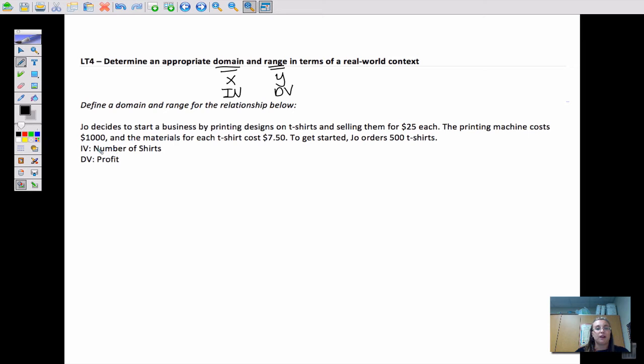So I've already given you that the independent variable is the number of shirts and the dependent variable is the profit. So we need to read through this situation, and I know I'm going to think about the number of shirts that would be reasonable for my domain, and the reasonable profit for the range.